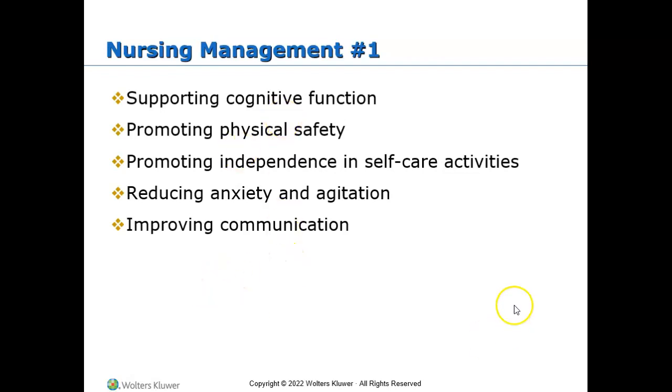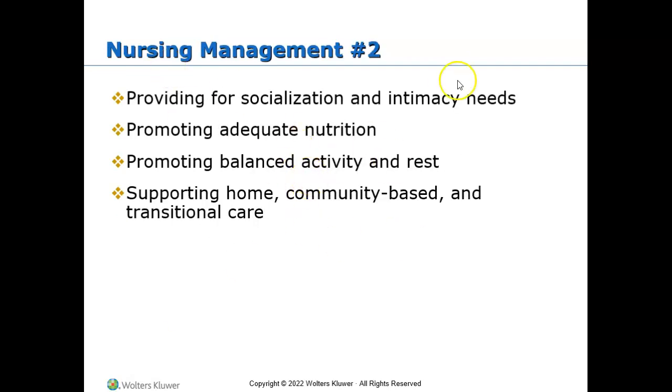Here are our number one priorities in managing care for our older adults. So physical safety, cognitive function support, promoting independence in self-care activities, reducing anxiety and agitation, and improving communication. Secondly, providing for socialization and intimacy needs. We're not providing them, just to be clear, but opportunities for socialization. Get them hearing aids if you notice they can't hear.